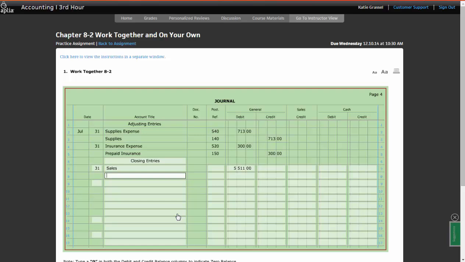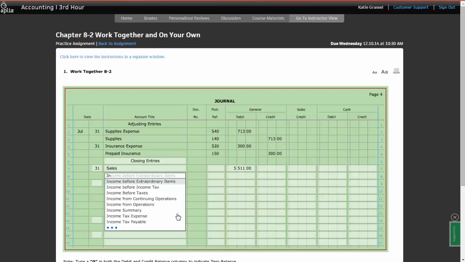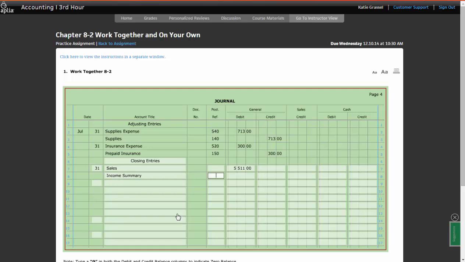What do we close it into? I wrote it on the board 3 times. Income summary. Income summary is a temporary account that we use just to put stuff into. Okay? And I credit income summary $5,511. That is your first closing entry.